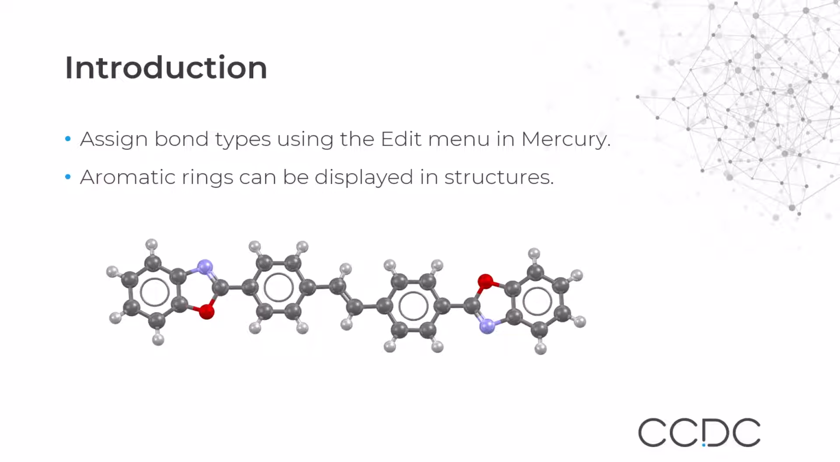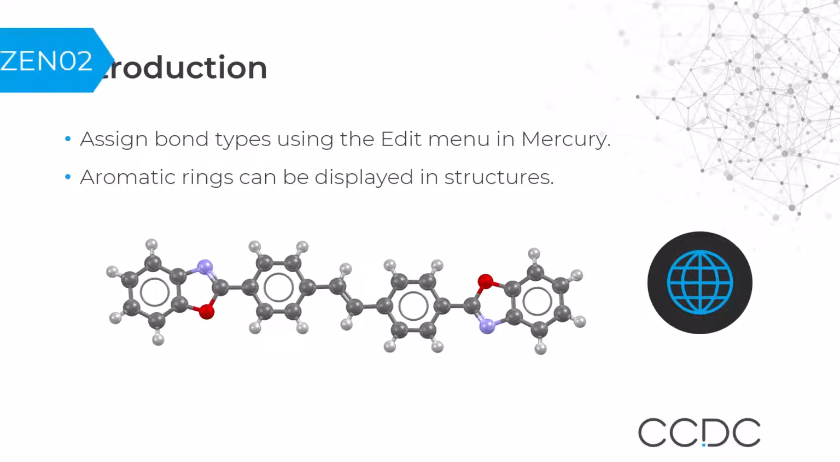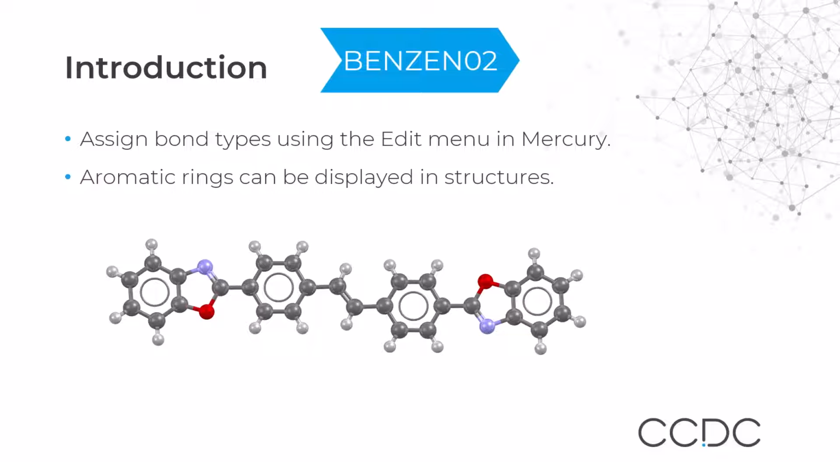In this video, we will illustrate how to edit structures automatically and manually in Mercury to assign bond types, add or remove hydrogens, and more. Additionally, we will see how to display aromatic rings and bond types in structures. Before opening Mercury, download the CIF file for the structure with ref code BENZEN02. The CIF file can be retrieved via Access Structures from the CCDC website, linked in the description.